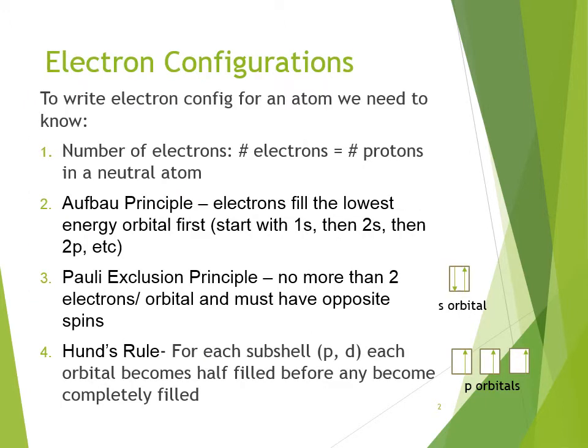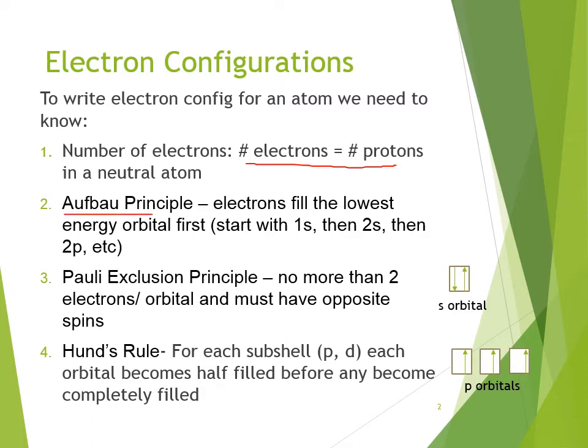So let's look at the rules to fill in an orbital energy diagram based off of its electron configuration. Now remember, the number of electrons in a neutral atom is equal to the number of protons. We're going to be using the next following 3 rules to fill in an electron configuration, and I'll show one of these in class and how we fill it in.